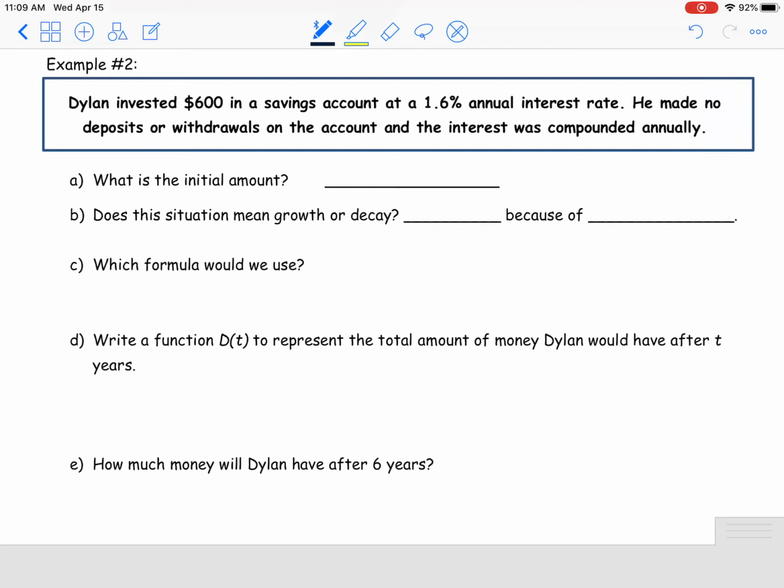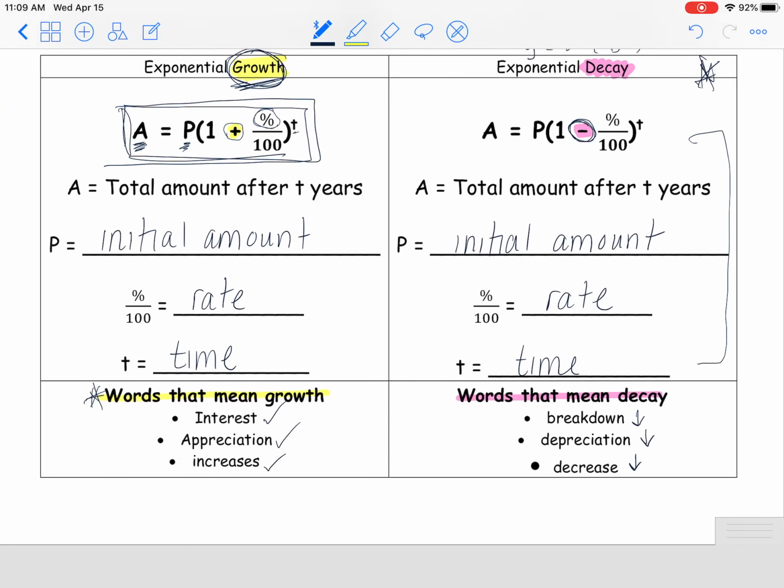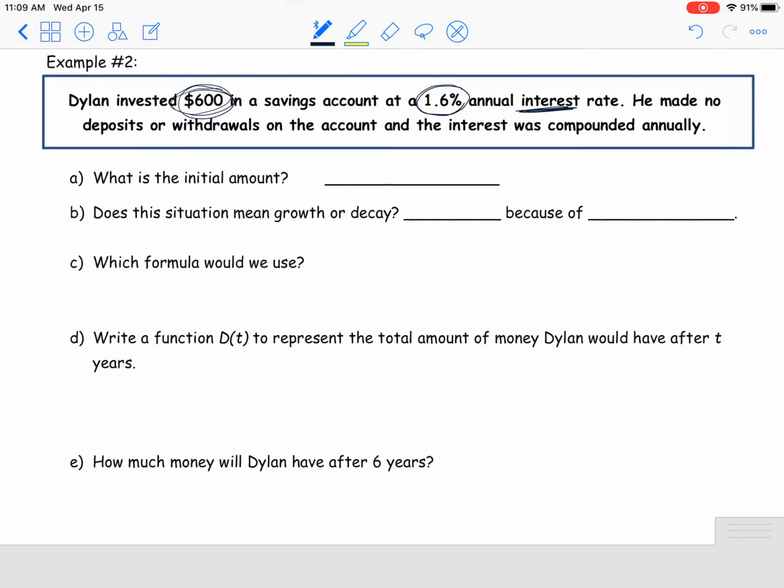Dylan invested $600 in a savings account. Probably going to be pretty important. At a rate of 1.6% annual interest rate. Now the word interest, I know, happens to be right here, so I know that's going to be an important word. He made no deposits or withdrawals on the account, and the interest was compounded annually. All right, a lot of information.